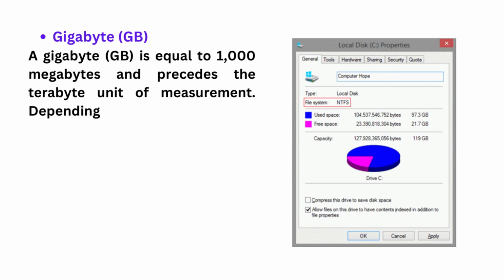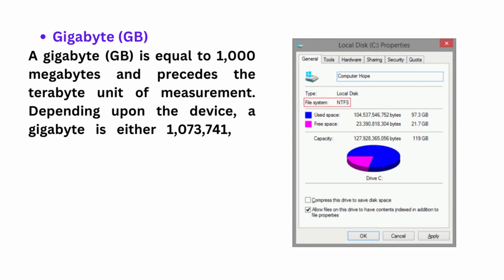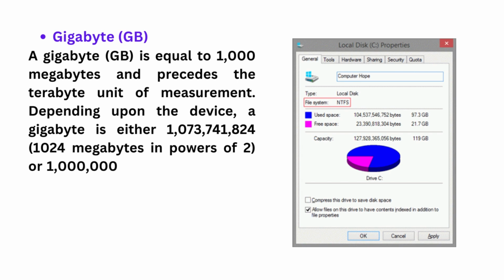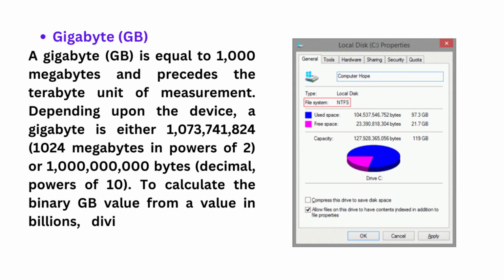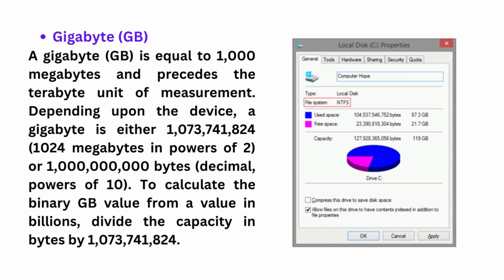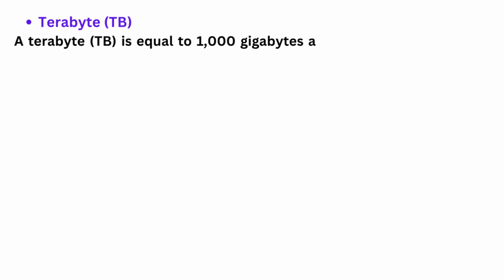Gigabyte, GB. A gigabyte is equal to 1000 megabytes and precedes the terabyte unit of measurement. Depending upon the device, a gigabyte is either 1,073,741,824 bytes, 1024 megabytes in powers of 2, or 1,000,000,000 bytes, decimal, powers of 10. To calculate the binary GB value from a value in billions, divide the capacity in bytes by 1,073,741,824.